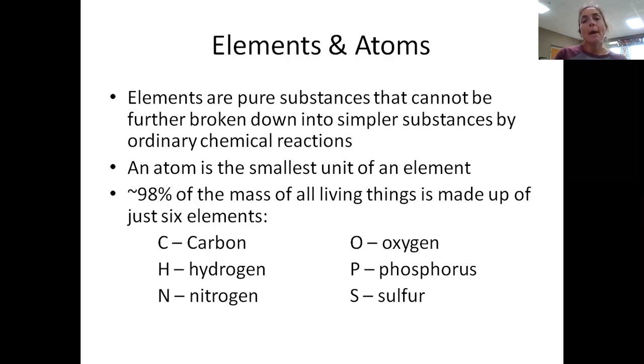So we want to think about what an element is and what an atom is. Elements are pure substances that can't be further broken down into simpler substances through ordinary chemical reactions. An atom is the smallest unit of an element. So, for example, hydrogen is an element. You can't break down hydrogen into anything smaller than hydrogen just by carrying out a normal chemical reaction. And if you wanted to know the smallest unit of the element hydrogen, it's a single hydrogen atom.